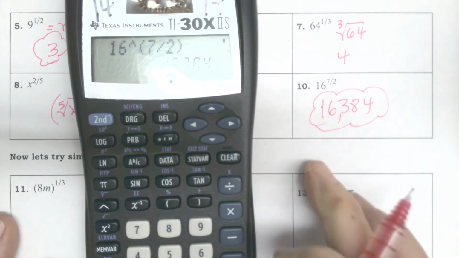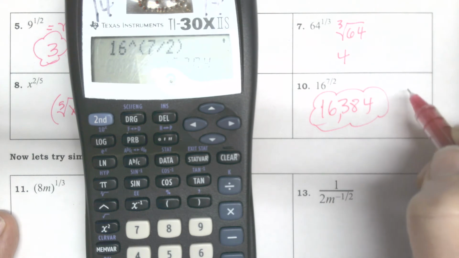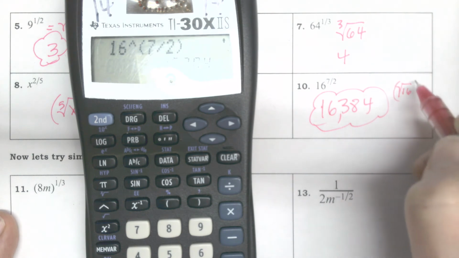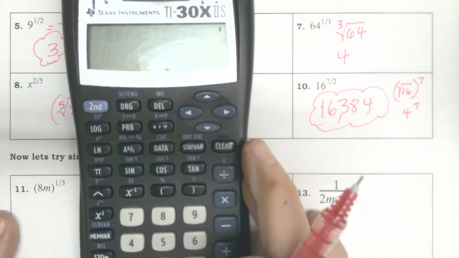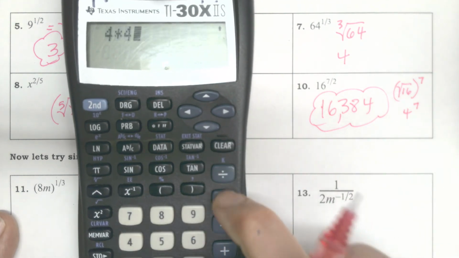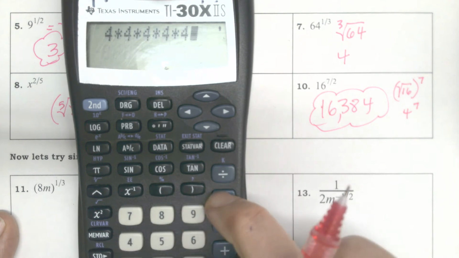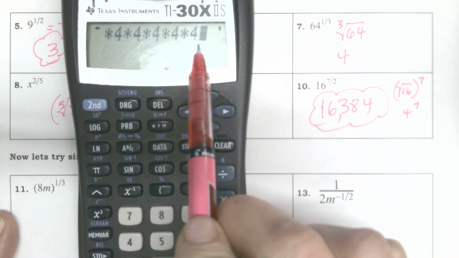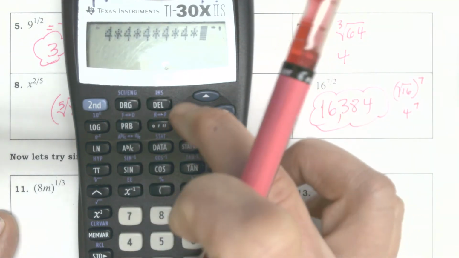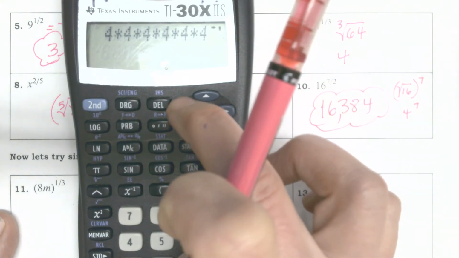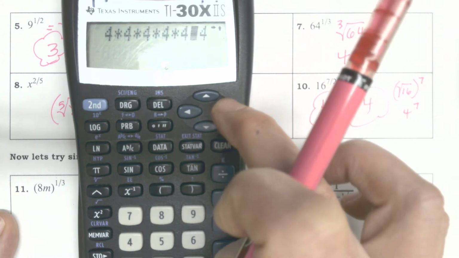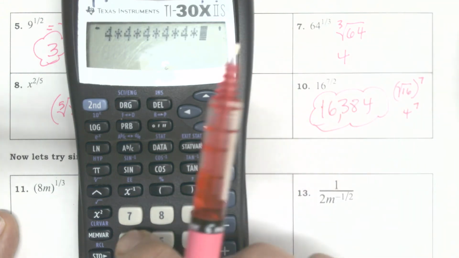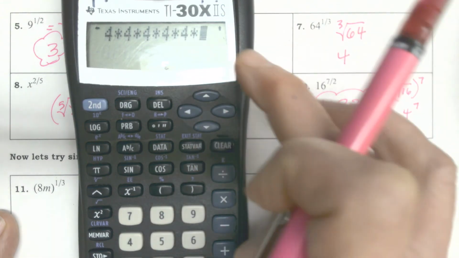Now if that bugs you and you're like, I don't know, that doesn't seem right. It is the square root of 16 raised to the 7th power, or the square root of 16 is 4. 4 raised to the 7th power. We can do that as repeated multiplication. 4 times 4 times 4 times 4 times 4 times 4. Got to count and make sure I have 1, 2, 3, 4, 5, 6 times 4.